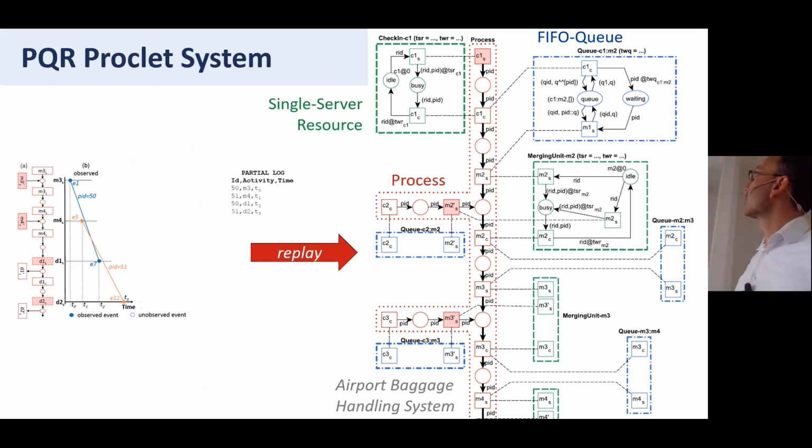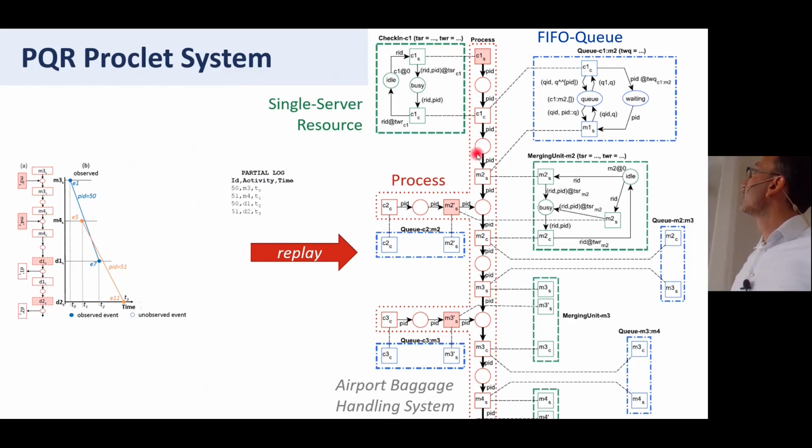So we have this proclet system. It's a Petri net. It's a monster. Let's take it apart. The red one is the easy one. That's the process, right? So this is where my items are moving. This is what you would typically be modeling as a BPMN diagram or your workflow model.